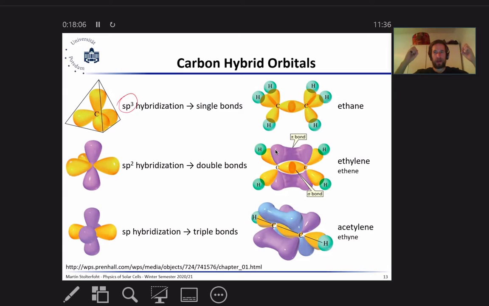If you bring sp3 hybridized atomic orbitals together, you form single bonded carbon hydrides, such as ethane. And this is actually not conducting. So this is an insulator.